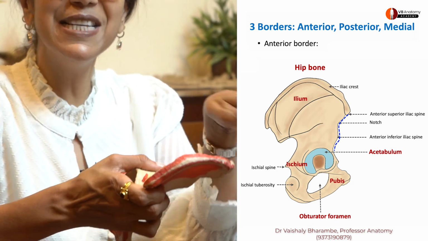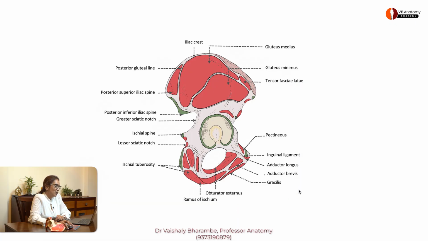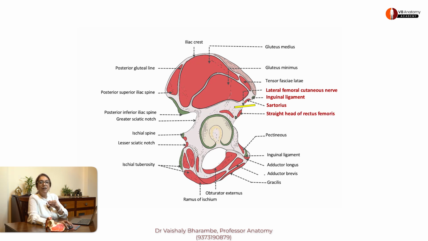Come, let's revise this once on the screen. So now, let's learn the attachments. This is the anterior border. Here is the attachment of one muscle, one ligament to the anterior superior iliac spine. Which ligament? Inguinal ligament. Which muscle? Sartorius. Here you will find the relation of the lateral femoral cutaneous nerve. Below that again anterior inferior iliac spine, one muscle, one ligament. Muscle is straight head of rectus femoris. Ligament is iliofemoral ligament. Right.